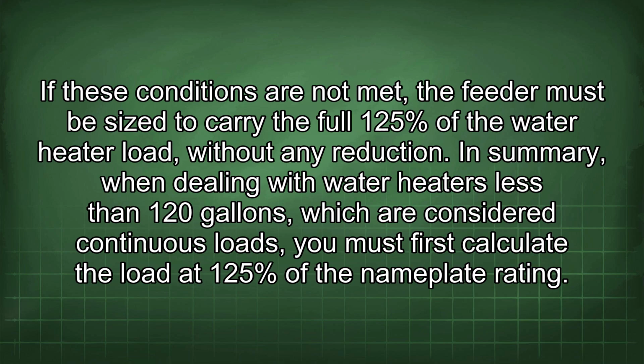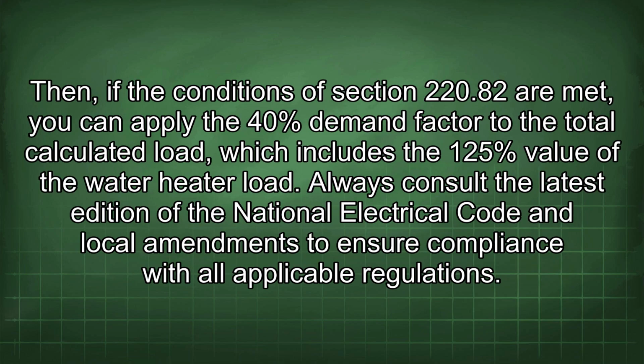In summary, when dealing with water heaters less than 120 gallons, which are considered continuous loads, you must first calculate the load at 125% of the nameplate rating. Then, if the conditions of Section 220.82 are met, you can apply the 40% demand factor to the total calculated load, which includes the 125% value of the water heater load. Always consult the latest edition of the National Electrical Code and local amendments to ensure compliance with all applicable regulations.